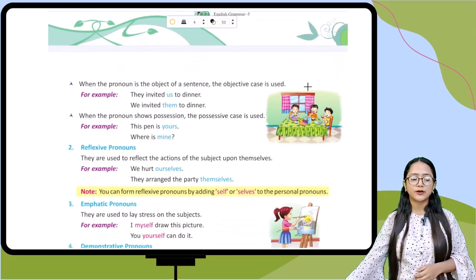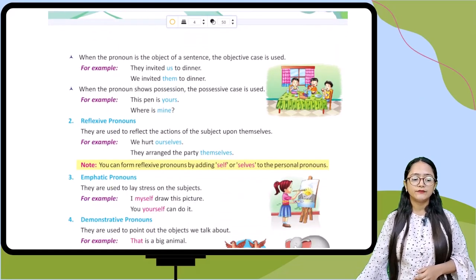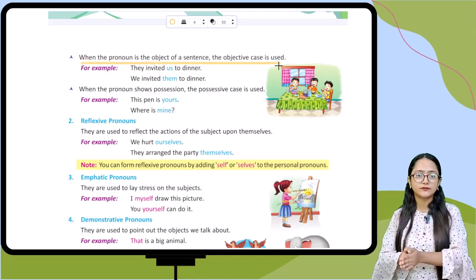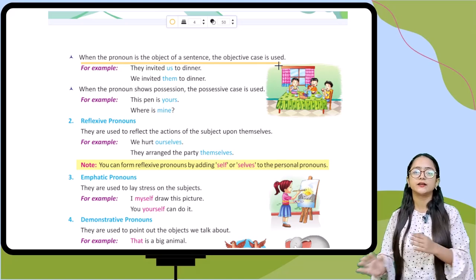Now the next point is when the pronoun is the object of a sentence, the objective case is used. When the pronoun becomes the object of the sentence, that is the objective case which we use.